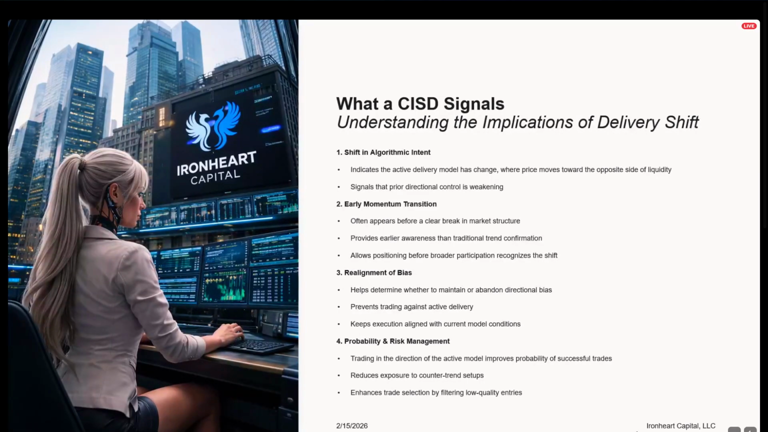You know when you can knife catch or when you can short a rocket, right? It gives you a clear signal when it's safe to try to catch a knife and get into calls, or to short a very strong candle up and get into puts. It reduces that exposure to the counter trend trading.